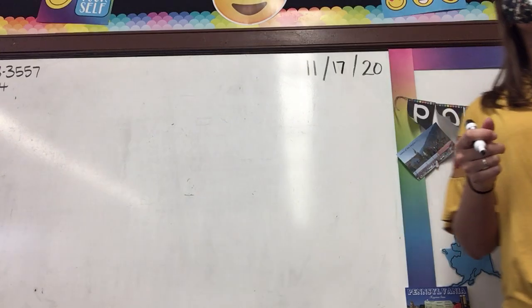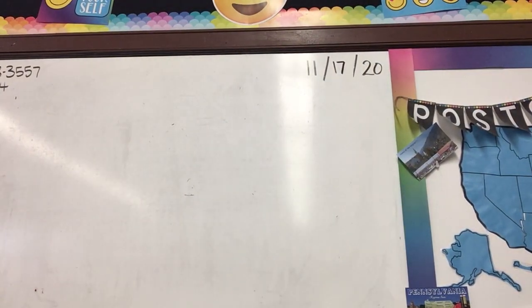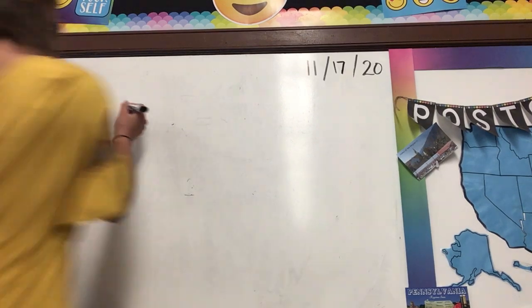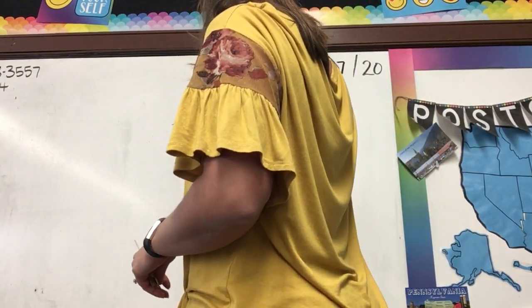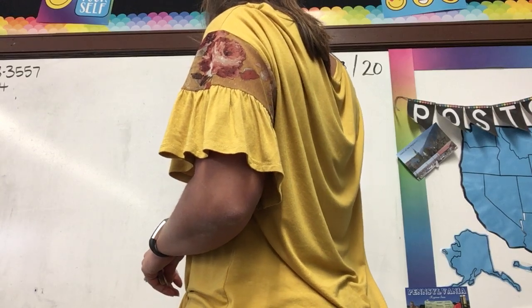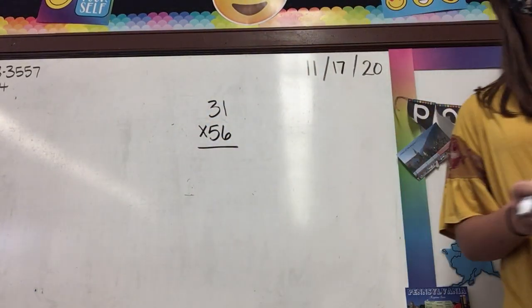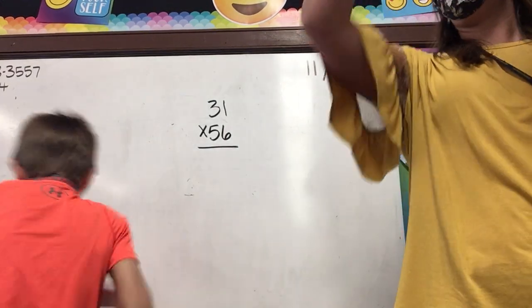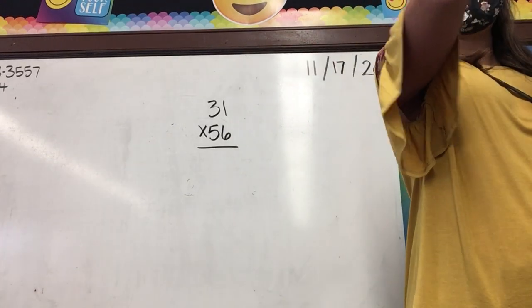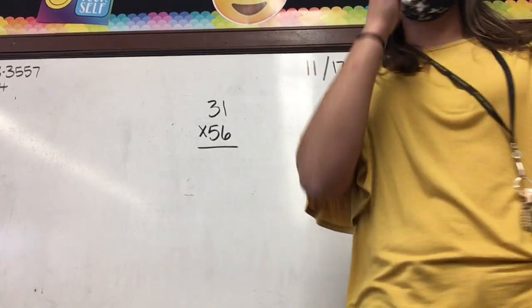So 2-digit. I need a 2-digit number, preferably not 99. Jonathan. 31. Okay, and Riley. 31 times 56. I want you to write that on your board. You should give yourself quite a bit of room. If you were to use your board this way, write it up top here, you're going to have all of that space to solve your problem.